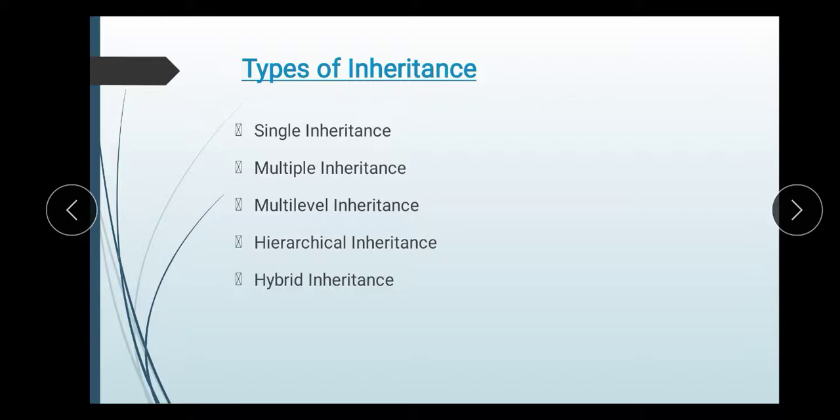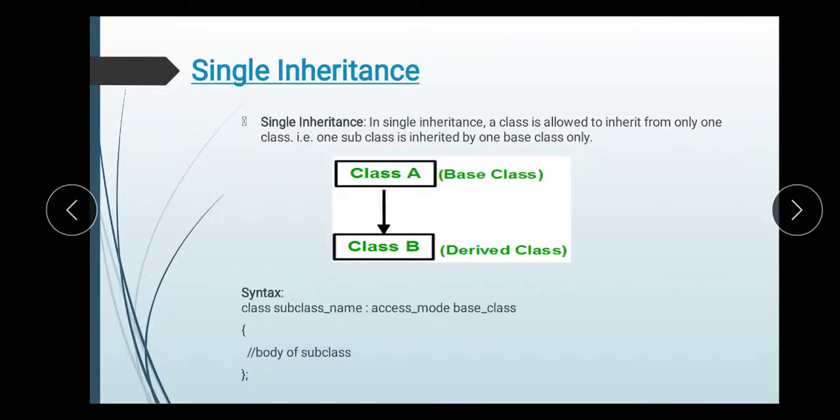First, single inheritance, then multiple inheritance, third is multi-level inheritance, fourth is hierarchical inheritance, and next is hybrid inheritance. These are the types of inheritance. First we see what a single inheritance is. In a single inheritance, a class is allowed to inherit from only one class, that is, one subclass is inherited by only one base class.